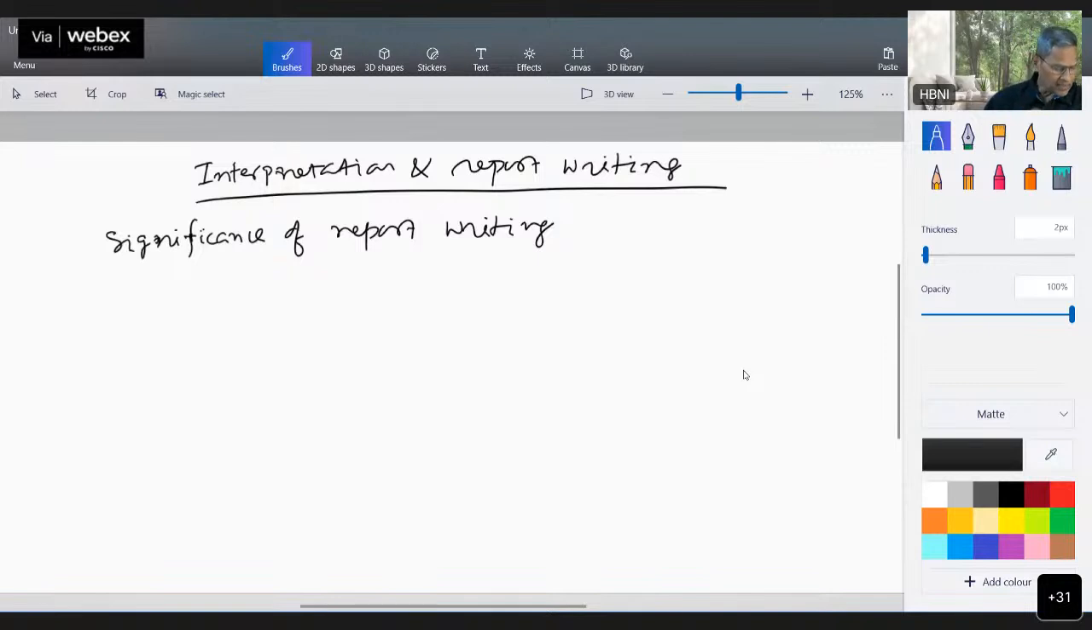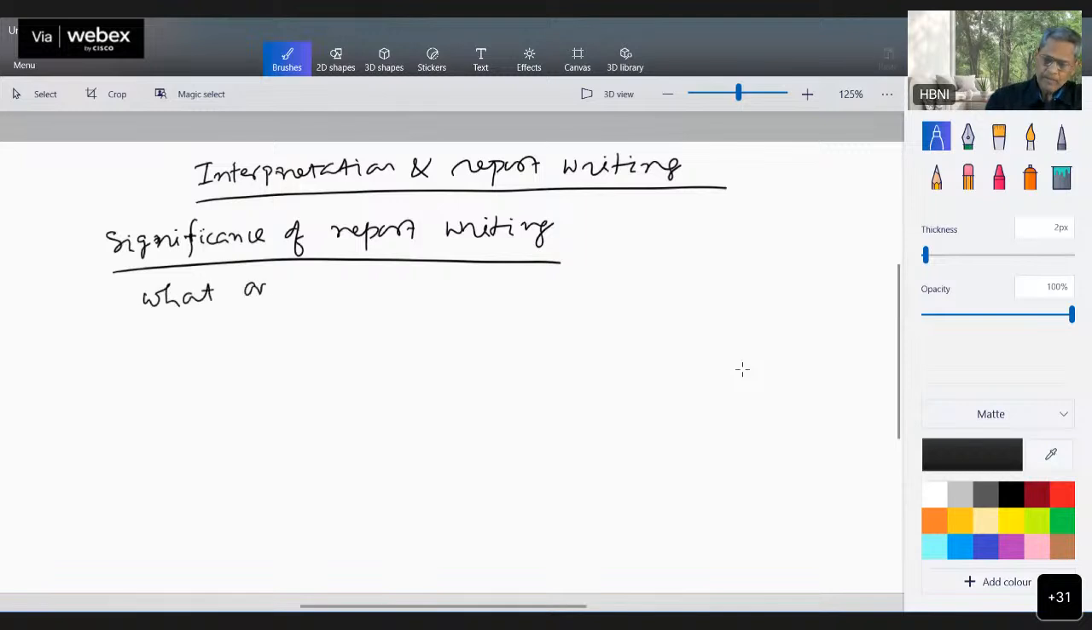As I told you, the writing of the report is the last step in a research study, and it requires certain skill. So actually, it is advised that a researcher may seek assistance and guidance of an expert for this purpose. So the significance of the writing, I hope you understand now. So what is a research report?